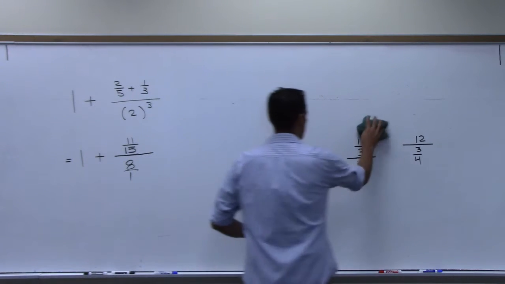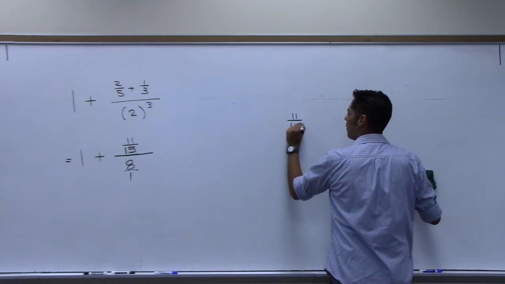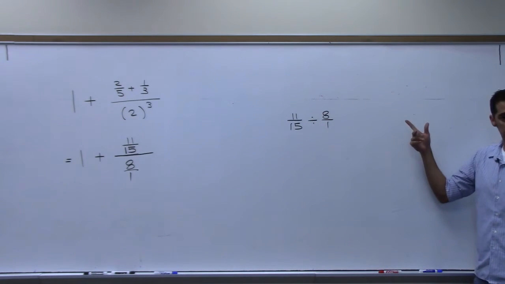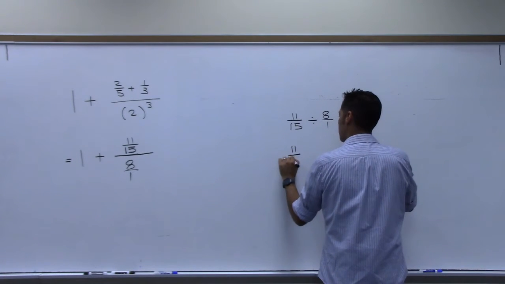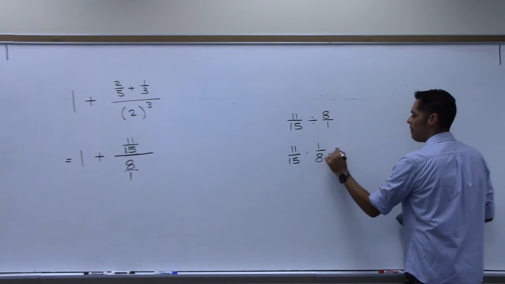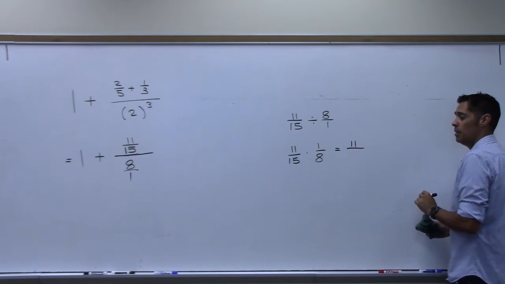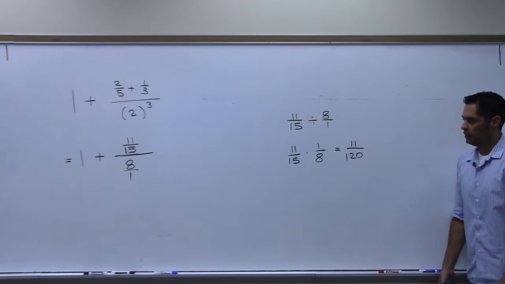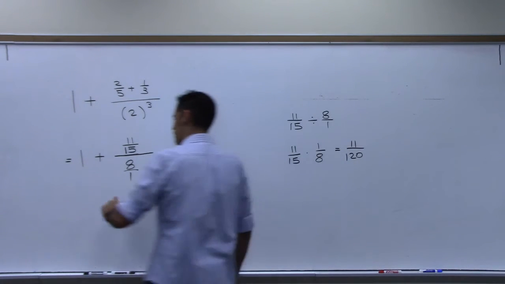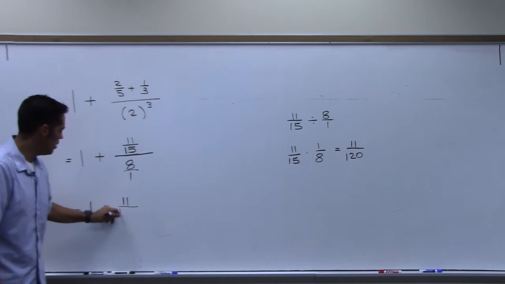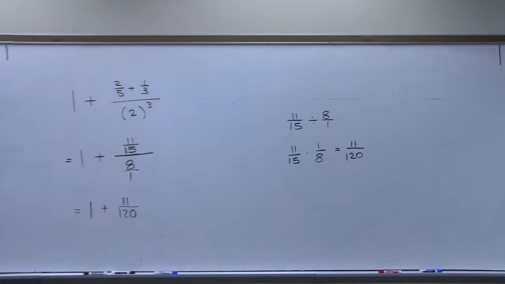So let me do that over here on the side. 11 over 15 divided by 8 over 1. To do division, I have to flip. So 11 over 15 times 1 over 8, which is 11 over 120. Okay. So I come back over here: 1 plus 11 over 120. What's next?